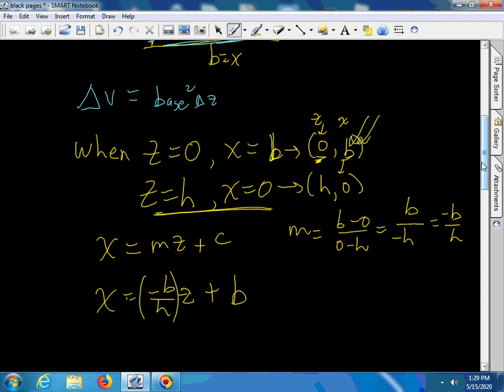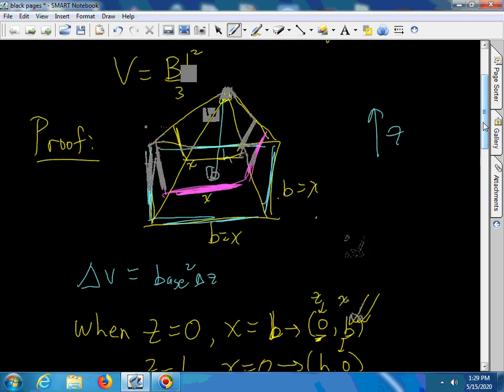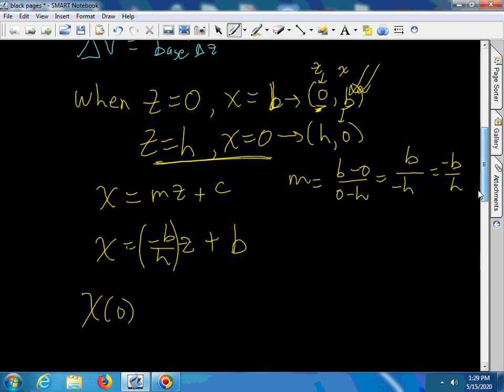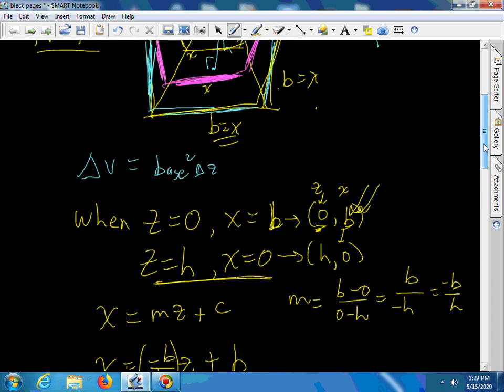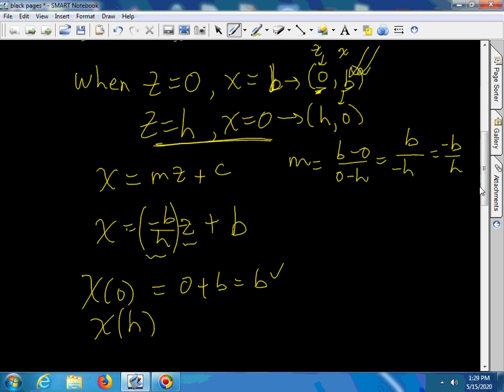Okay. Now, let's just confirm that this is right. When z is 0, when z has a height of 0, we're down here, and the base should be b. Well, anything times 0 is 0, plus b, yeah, I get b. Wonderful. Now, when z is h, which is up here, because the height of this pyramid is h, up here, the base should be 0, the very tip.